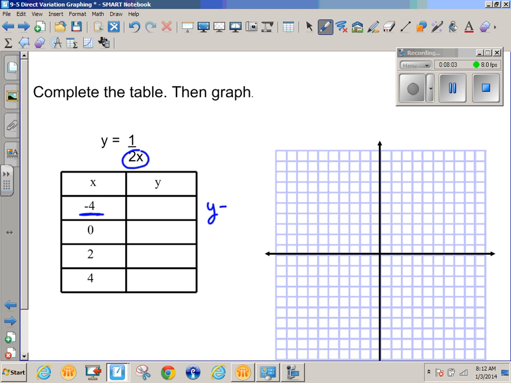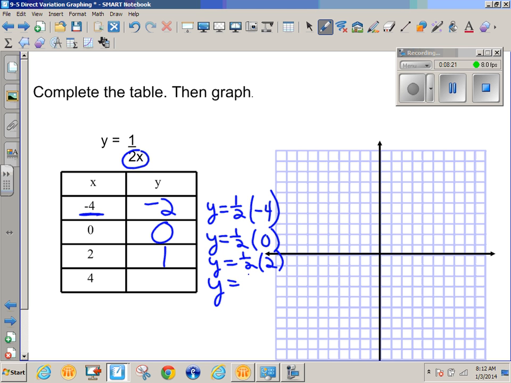So y is equal to 1/2 times -4. That's going to give me a -2. See how that works? Y is equal to 1/2 times 0. We know that's going to be 0. Y is equal to 1/2 times 2. Well, that's going to just give me a 1. And then y is equal to 1/2 of 4, and that's going to be 2. Now I know my ordered pairs: -4, -2, 0, 0, 2, 1, 4, 2.